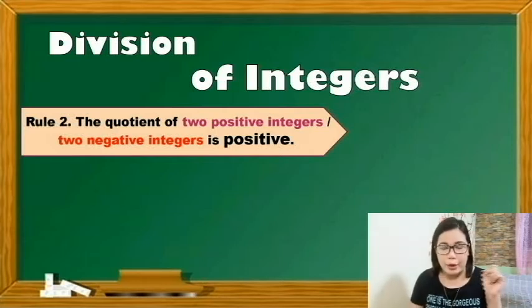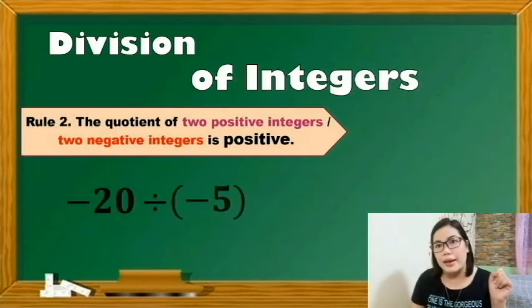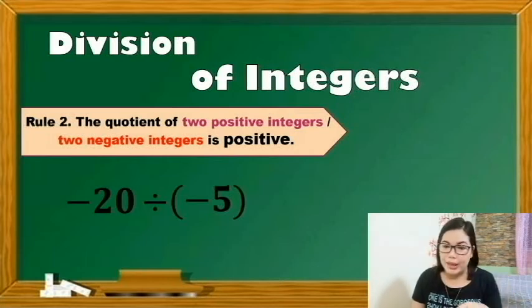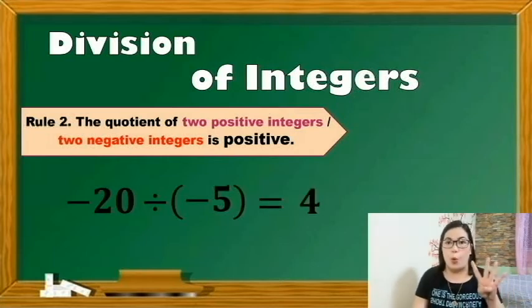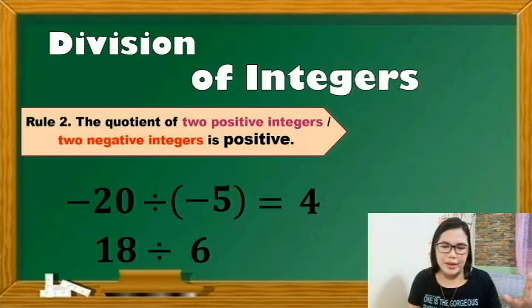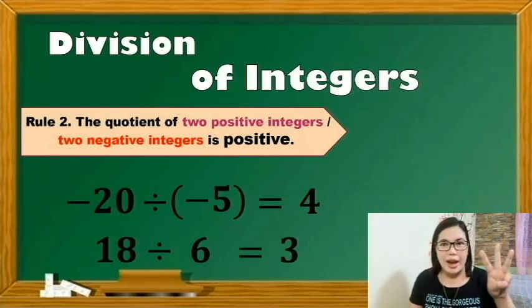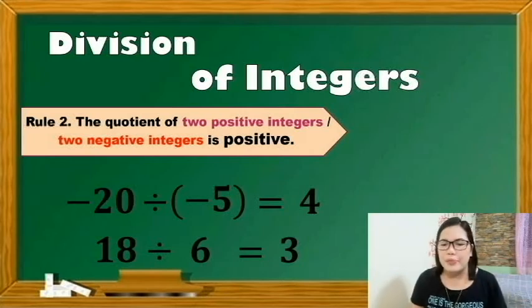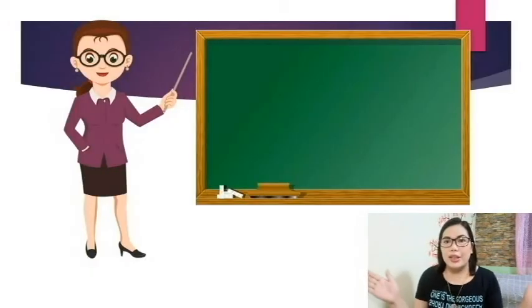Okay. Example. Negative 20 divided by negative 5. Parehong negative. That is positive 4. Very good. Next. 18 divided by 6. So, parehong positive integer. So, that is equal to positive 3. Very good. Okay. So, I hope that you learned something.